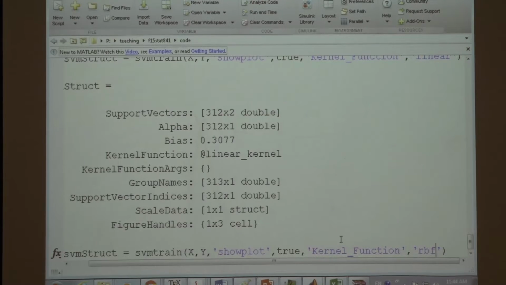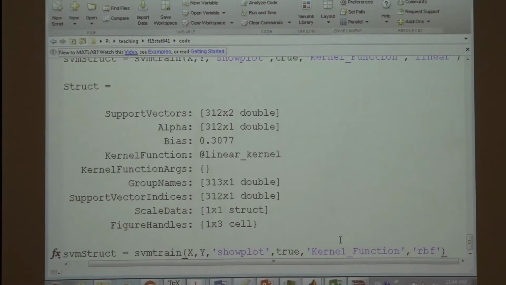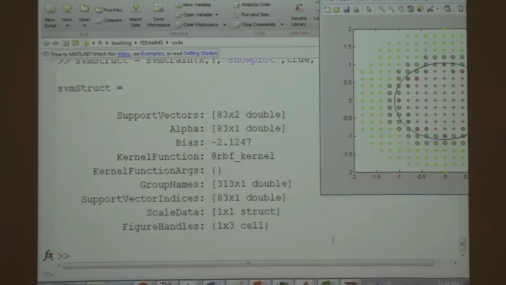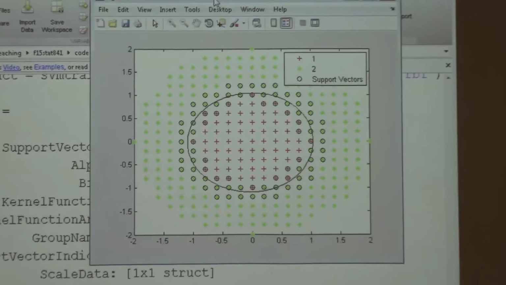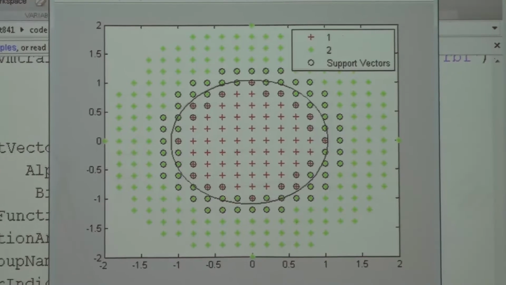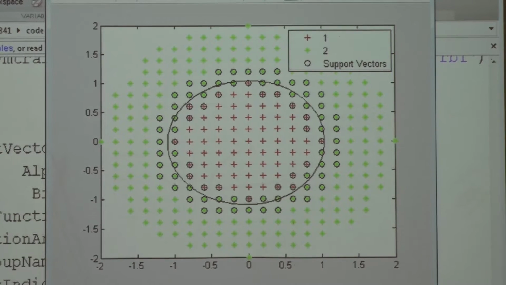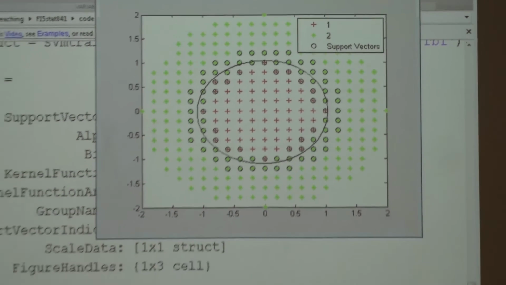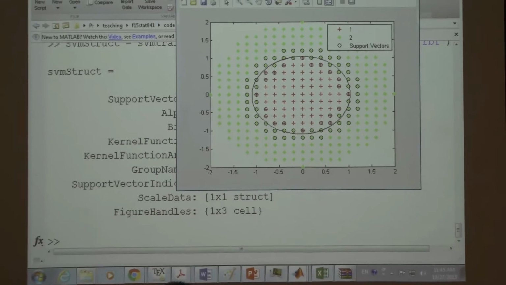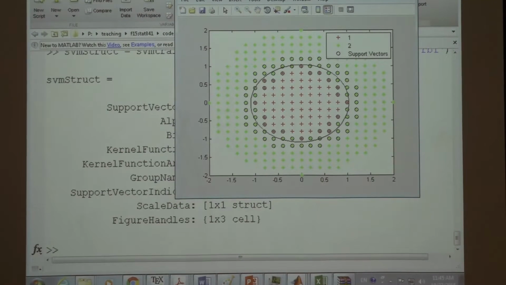So RBF kernel, if I use, okay, that's going to be the decision boundary. So it does very good job in separating these two classes very easily, by just changing x transpose x to kernel of x and x, and this kernel is just e to the power of, you know, x1 minus x.